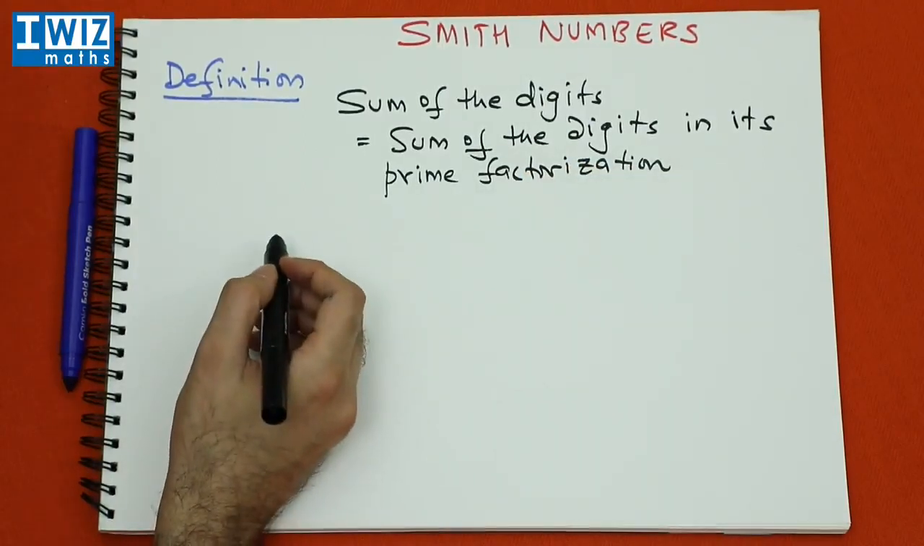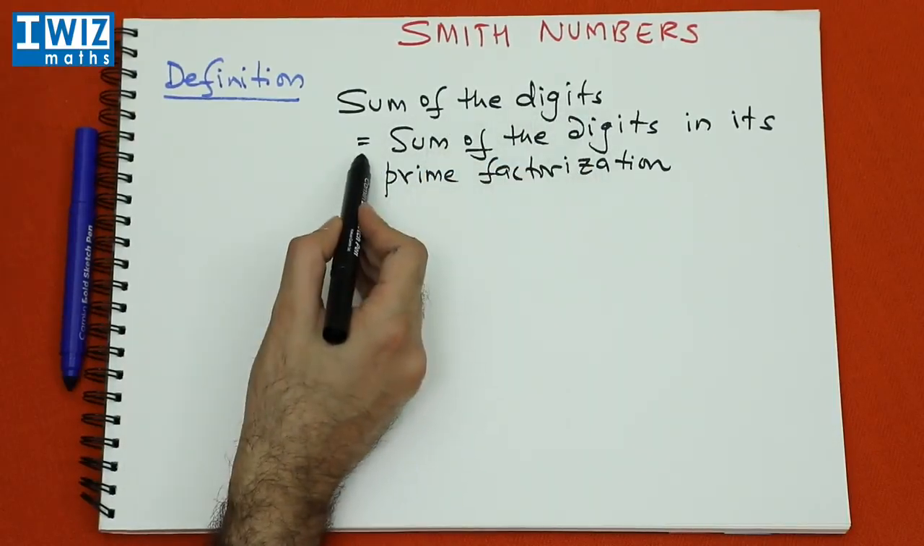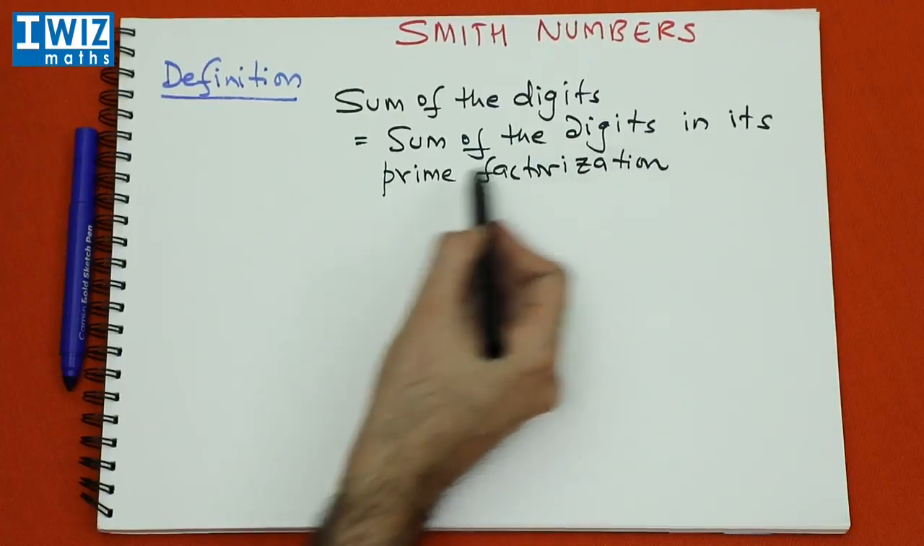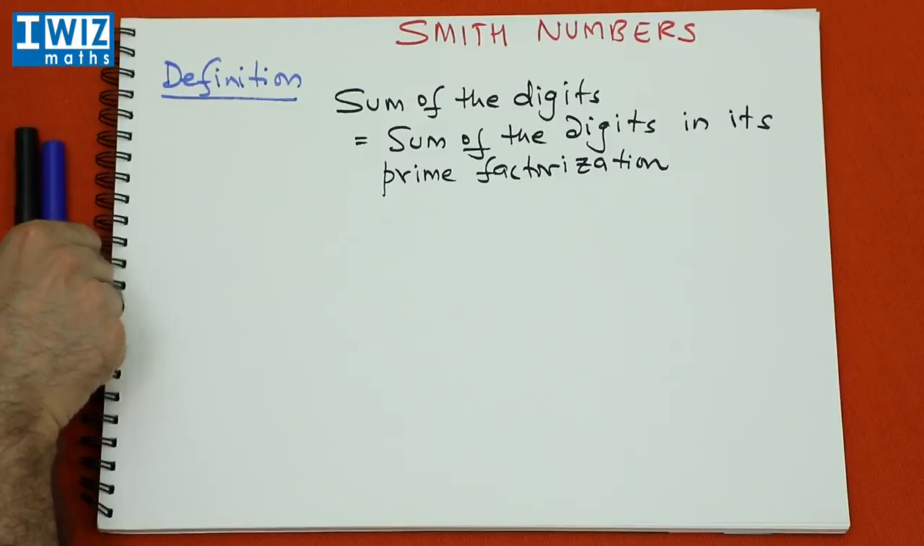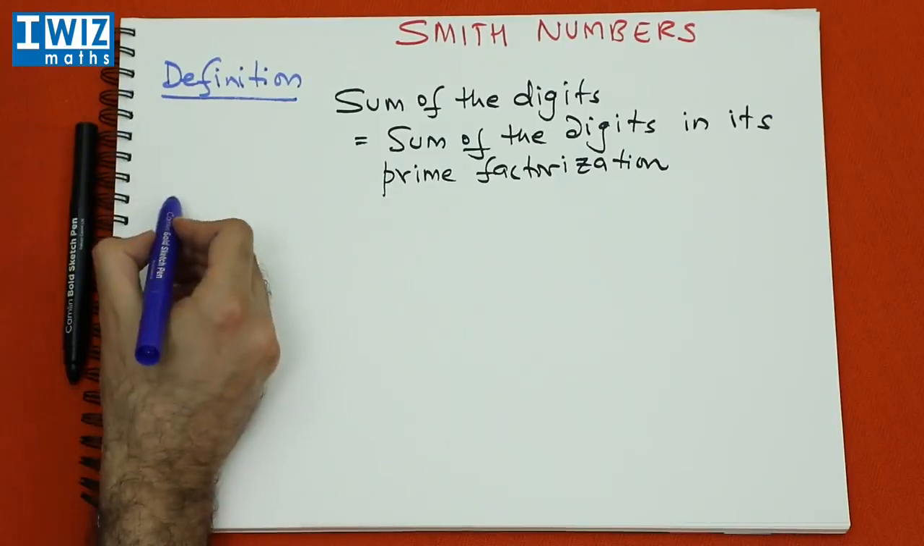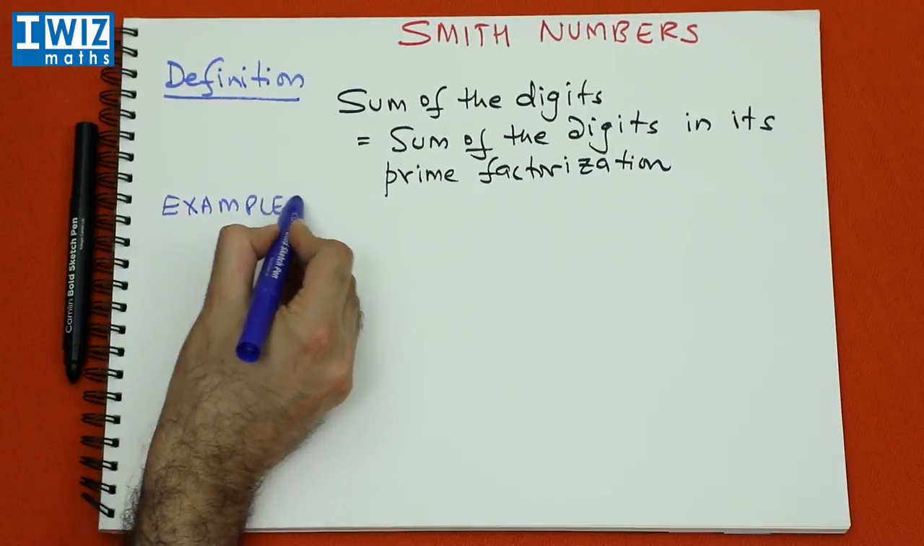So the definition of a Smith number is when the sum of the digits is equal to the sum of the digits in its prime factorization. Now the best way to get a handle on it is through some worked examples. So we'll now go through a few examples.